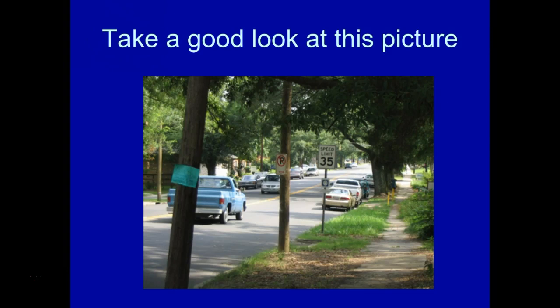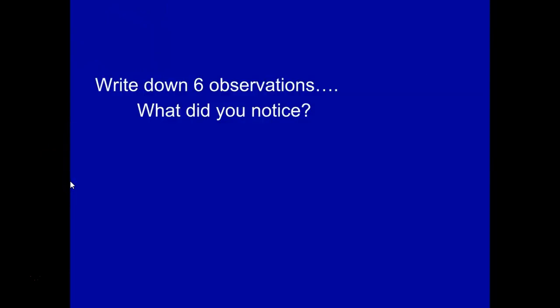Taking a look at the picture, you're trying to think about both quantitative and qualitative observations. Good. So write down 6 observations that you notice. What did you see? I'm curious as to know what kinds of things you guys wrote down, so I'm sorry that I'm not there to hear what you have written. If people aren't finished, take a moment and pause the video right now. Otherwise, I'm going to continue on with the discussion.